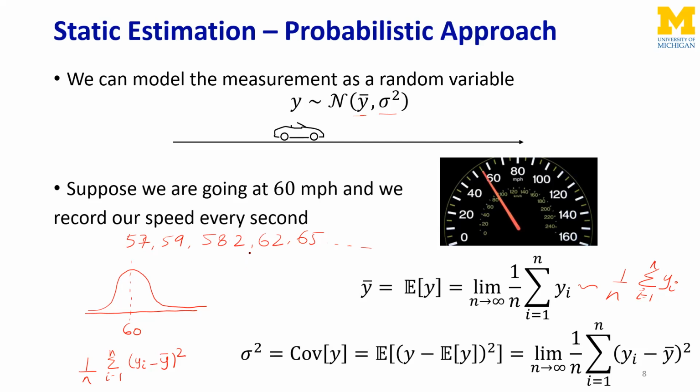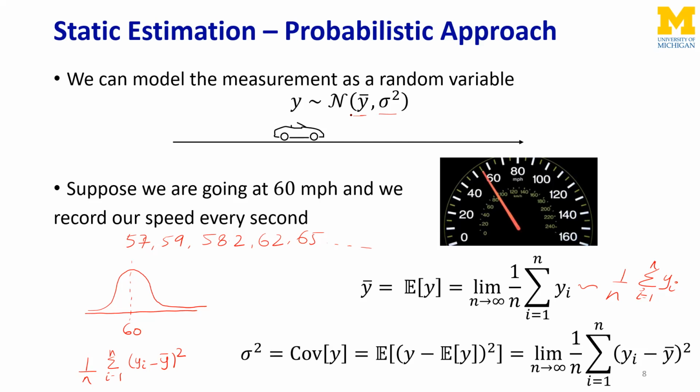So if you do this experiment and then you look at all these data points, you're going to see that you end up with a histogram which looks like this. And then you can use that histogram to calculate y bar and sigma squared. So using these data points, we can say that our velocity is modeled as a Gaussian random variable with expected value y bar and variance sigma squared.